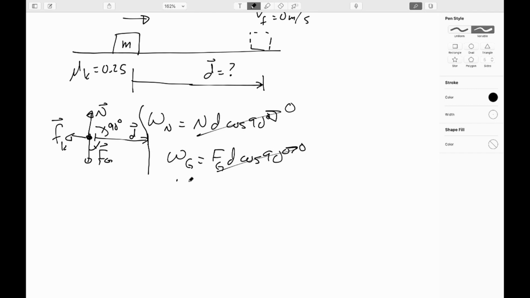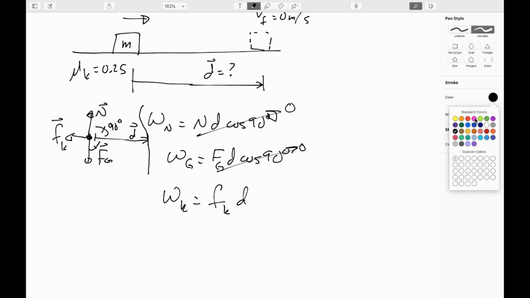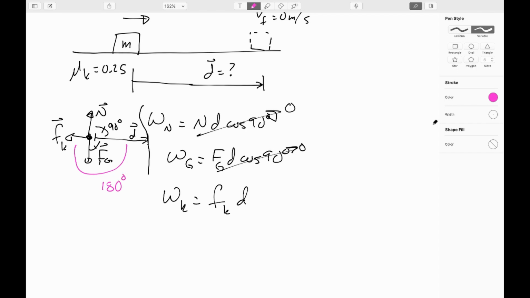So then you're left with saying, okay, what's the work done by kinetic friction? Well, that'll be the force of kinetic friction times the displacement, times the cosine of the angle between them. And here's where we have to be careful. The angle between them is 180 degrees. So we'll have to write in cosine 180. And cosine of 180 is -1. So we can write this as minus f_k d. Now here's the problem.